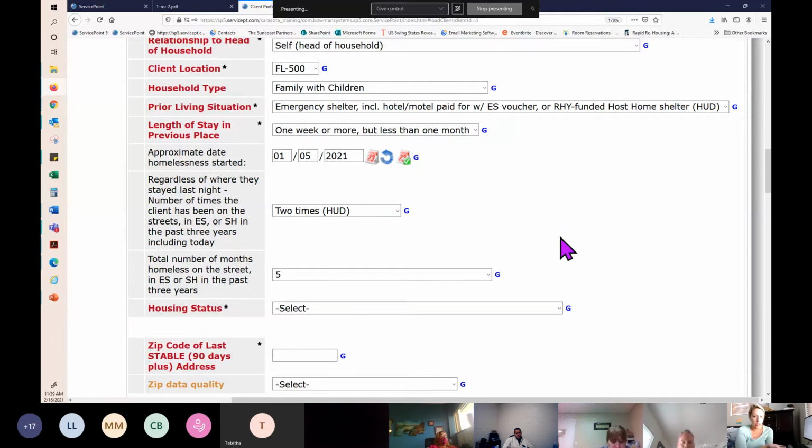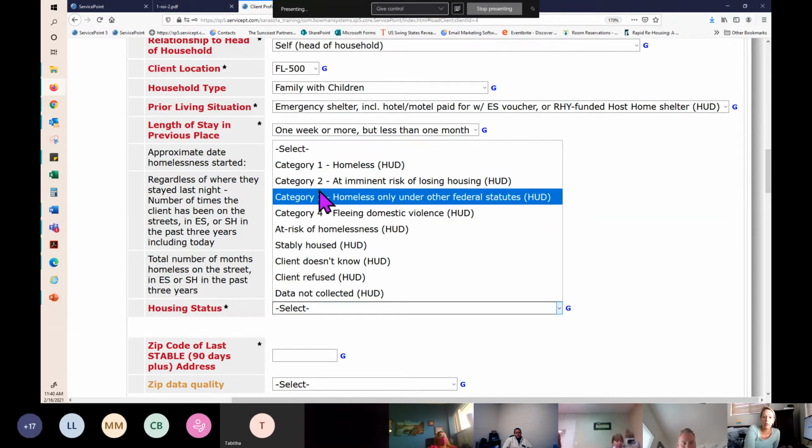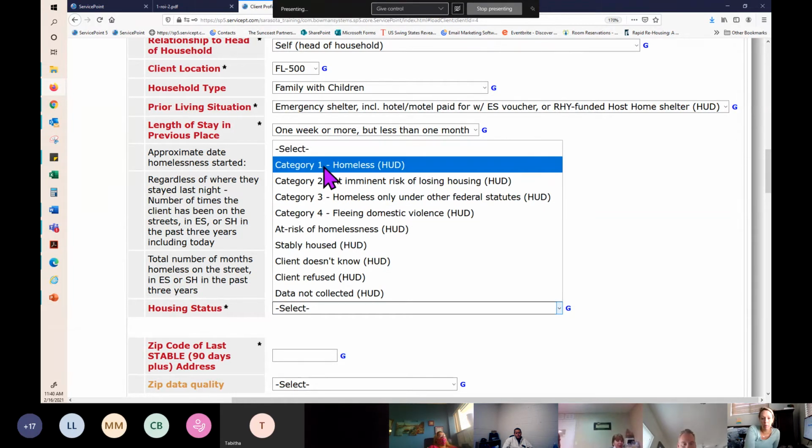This is consistent storytelling. We are telling the story that Brandon and his son were staying in an emergency shelter last night. They've been there for a week or more, but less than a month, and their approximate date homelessness started was January 5th. Maybe they've been living in a hotel paid for by one of our service providers. Who knows? But this is all to tell the story. We can see very clearly that this family is literally homeless, and they have a previous experience of homelessness in their history in the last 3 years. From here, again, Pasco, you guys do not use this housing status, but this family would be considered category 1.